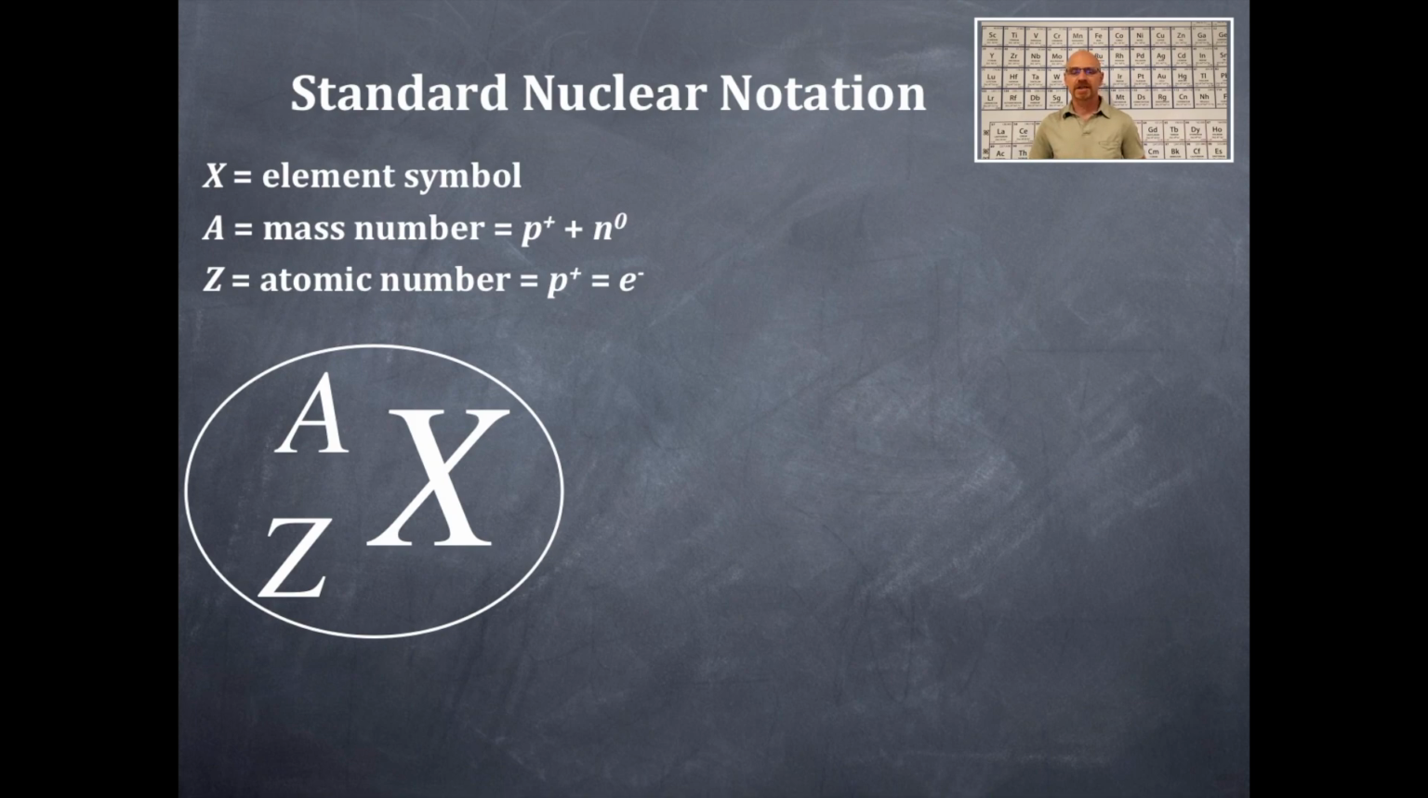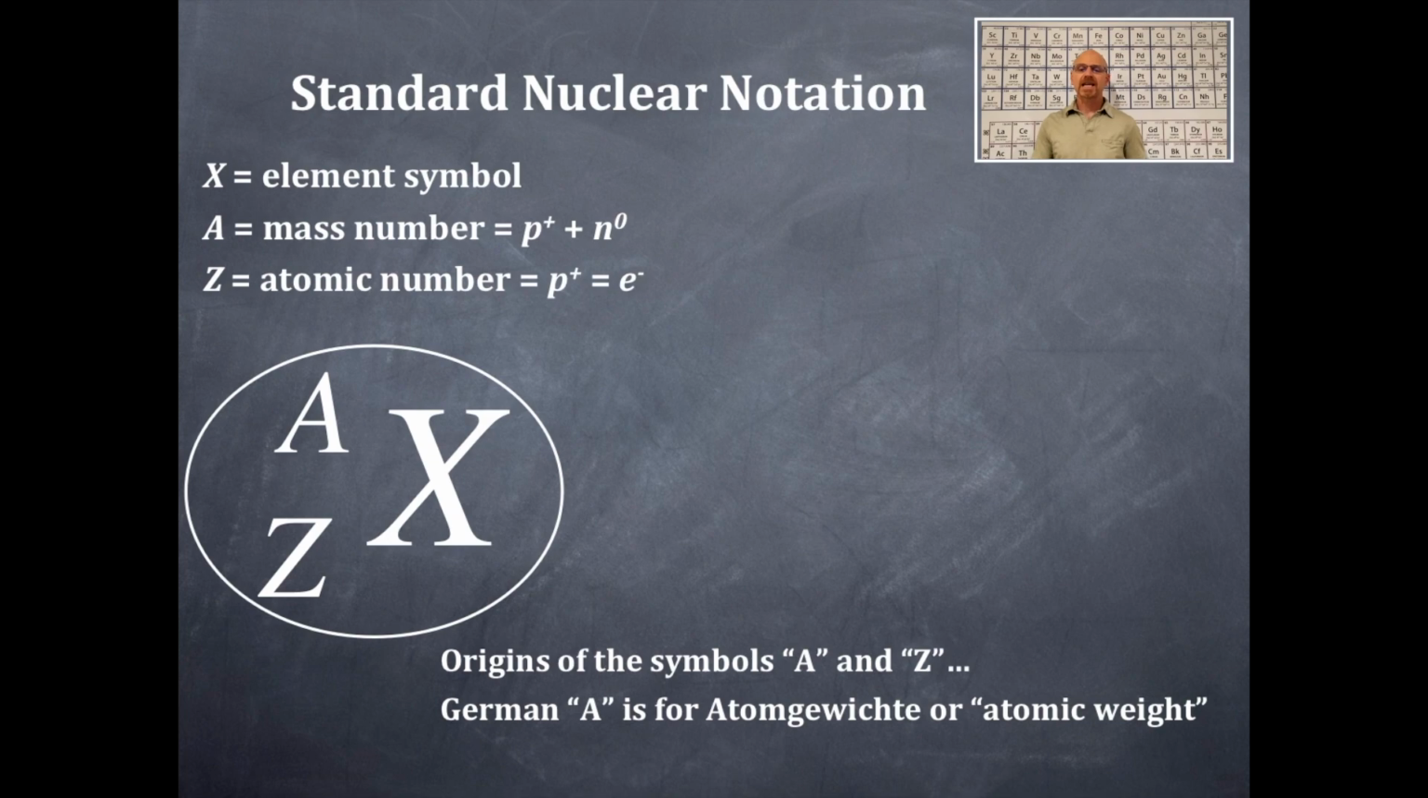Z is the atomic number. The atomic number is the number of protons. If it is a neutral element, then it is also equal to the number of electrons. If it is an ion, that will be left for a further discussion another time. The origins of the symbols A and Z are German symbols. A is for atomic weight, and Z is for number, therefore the atomic weight for A, and the Z is the number, the atomic number.